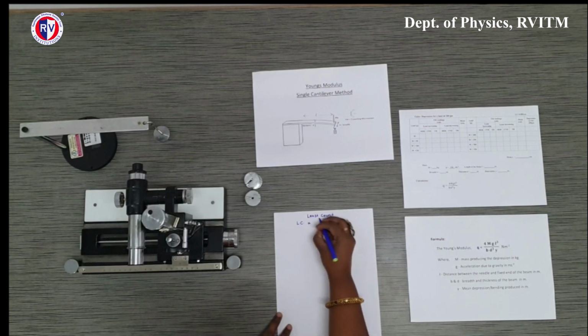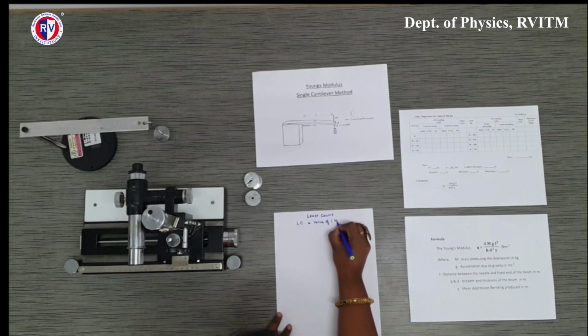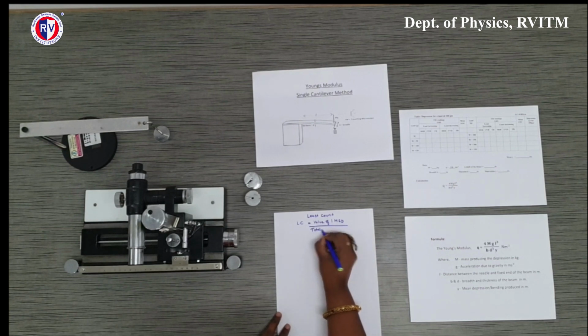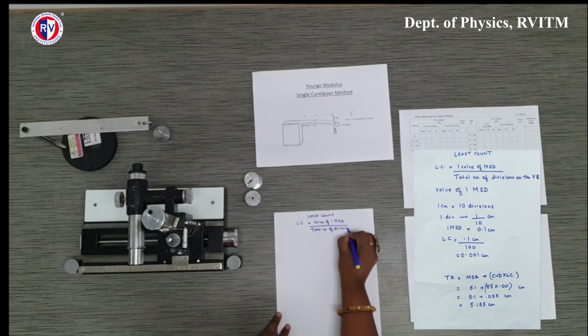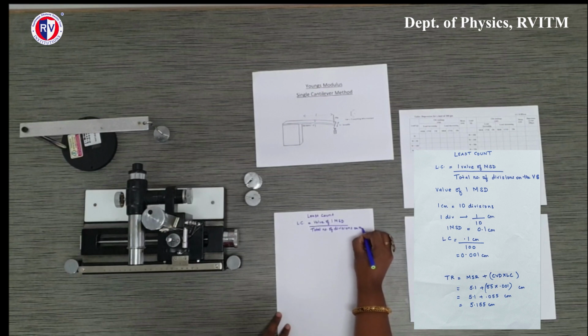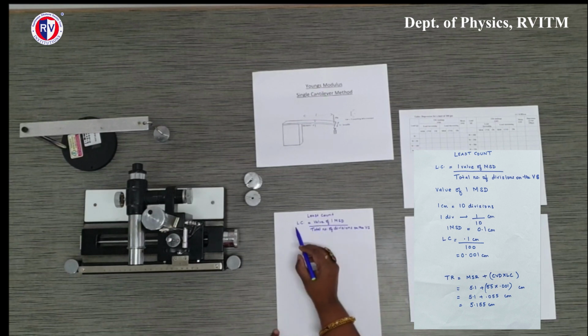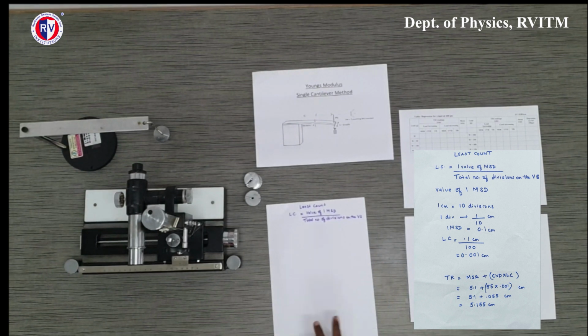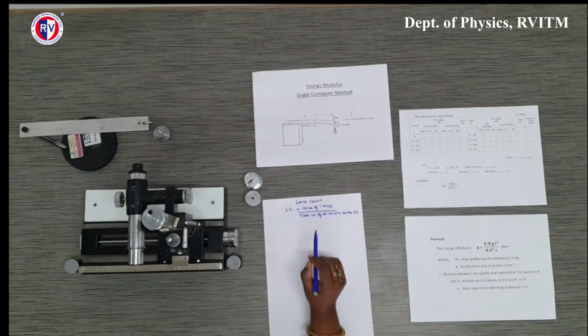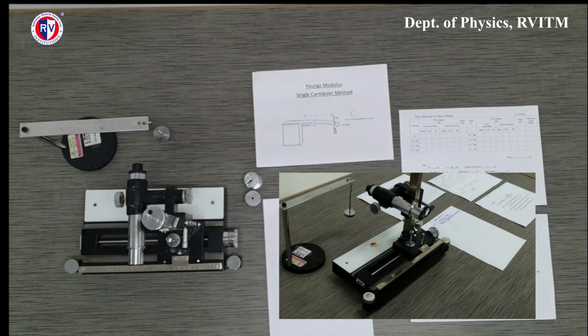LC. So LC is given as the value of 1 MSD divided by the total number of divisions on the vernier scale. This is a general formula of a least count. This is the formula which we use also for the travelling microscope. Now what we need to do is find the value of 1 MSD and then divide it by the total number of divisions on the vernier scale. So shall we do that?